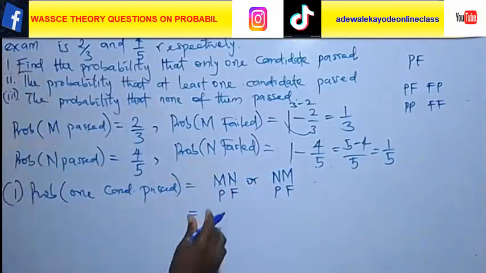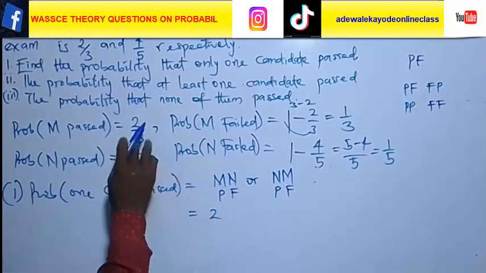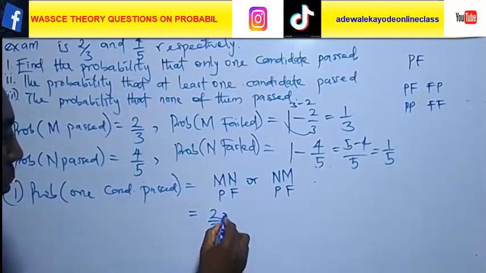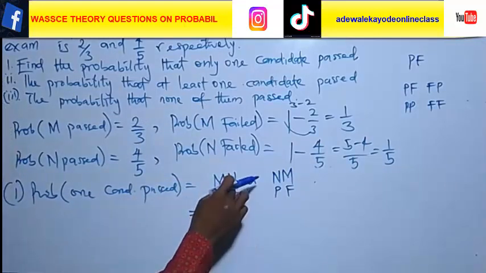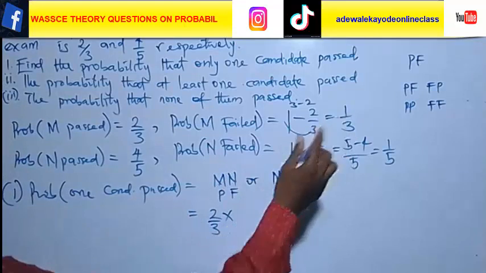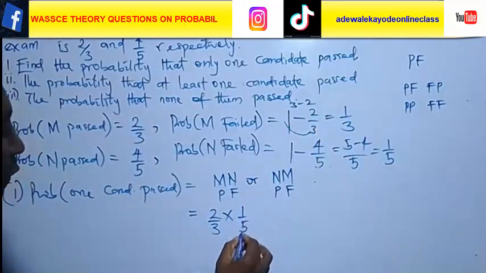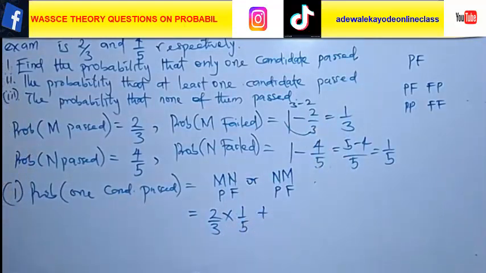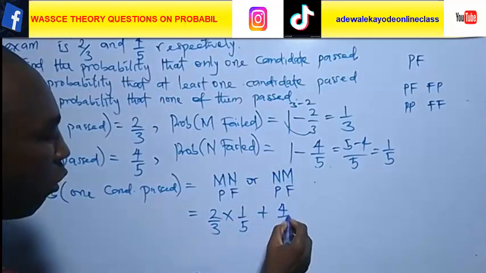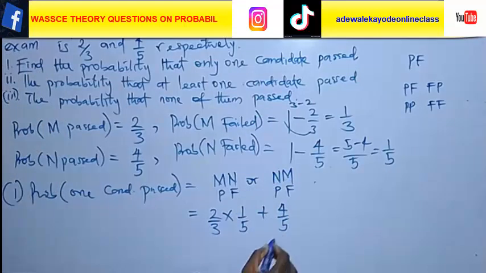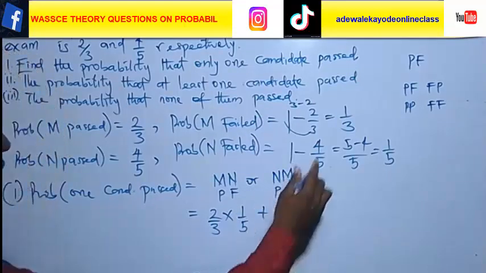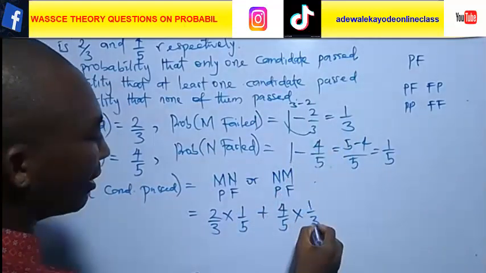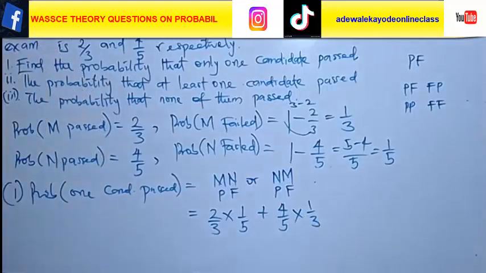So let's bring out the values now. The probability that candidate M passes is 2 over 3, multiplied by N fail, that is 1 over 5, plus N pass, that's 4 over 5, multiplied by M fail, that is 1 over 3. There's no confusion there. Very straightforward.